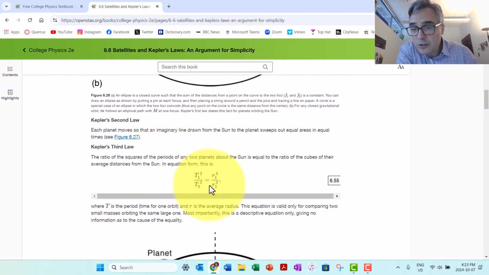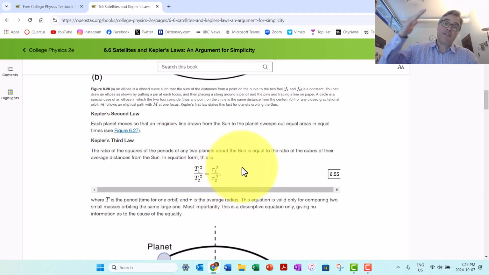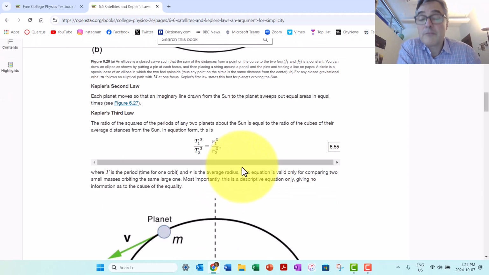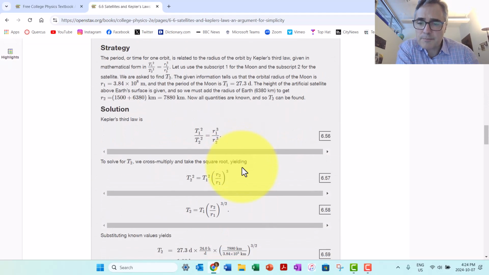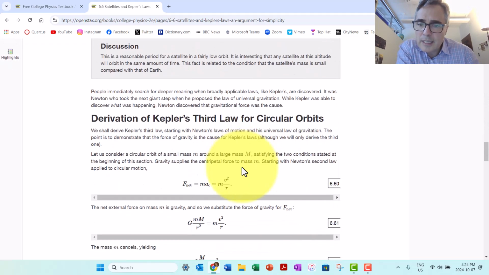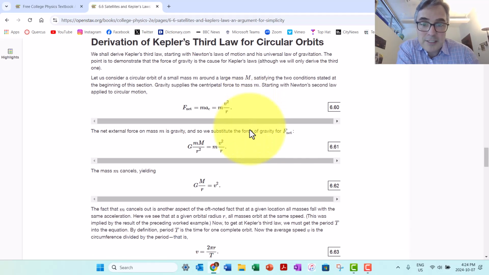And Kepler's third law states that the ratio of the squares of the periods of any two planets is equal to the ratio of the cubes of their average distance from the sun. And again, it's an exact consequence of the law of universal gravitation giving the centripetal force of orbits. So there are some examples. Here is where they derive Kepler's third law, which is the one that's pretty easy to derive.